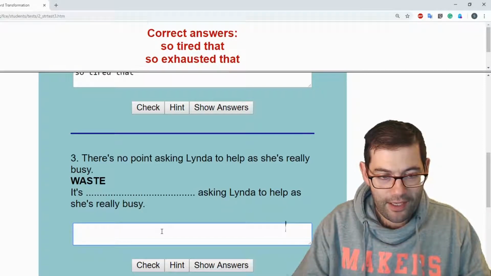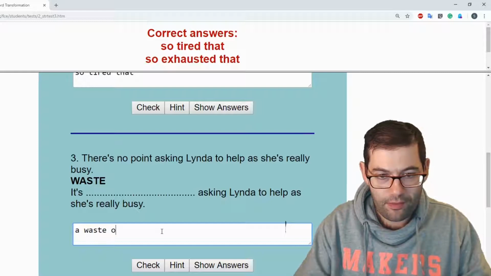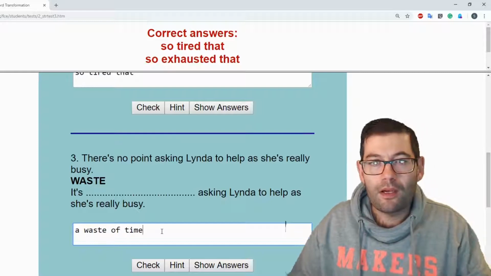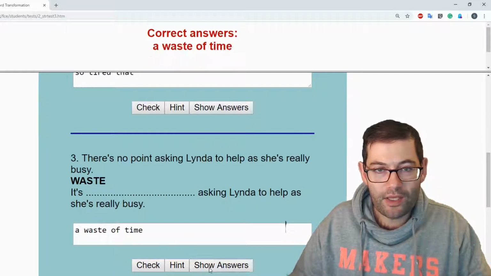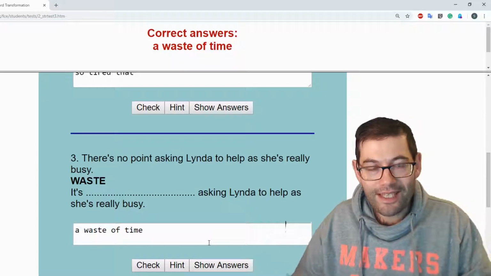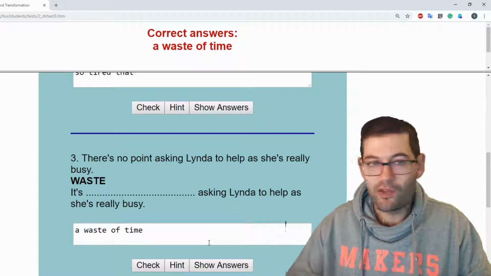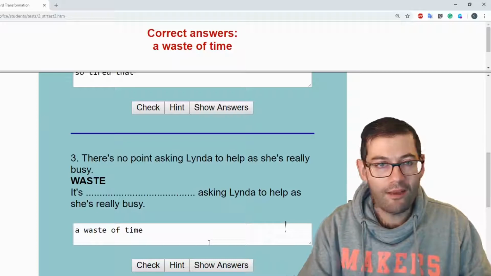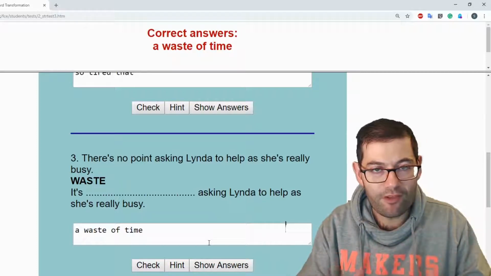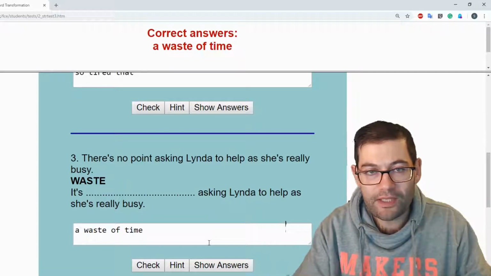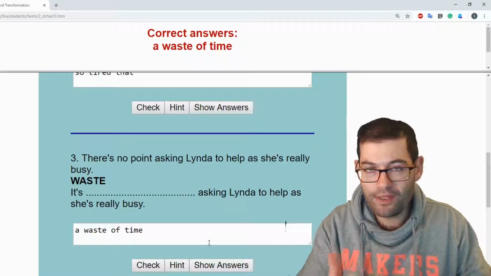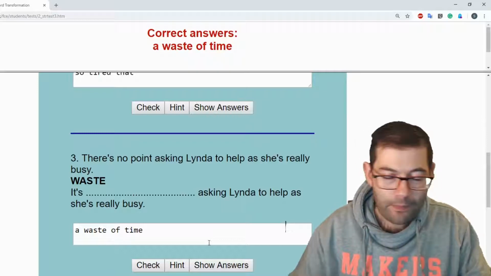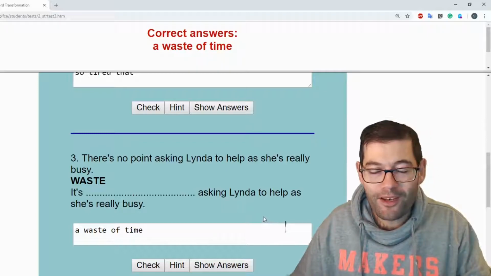So it's a waste of time asking Linda to help. And let's see if we're correct. Indeed we are. So that's the idiom that means the same as "there's no point", meaning that in the end you won't have a result, or you won't have the result that you need. So if you're not familiar with the idiom "a waste of time", become familiar with it now.